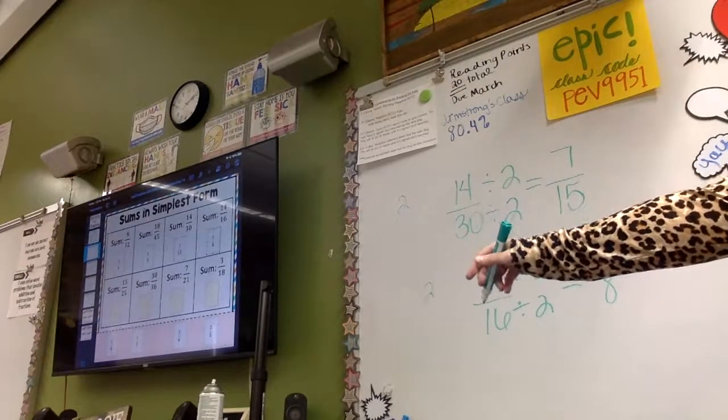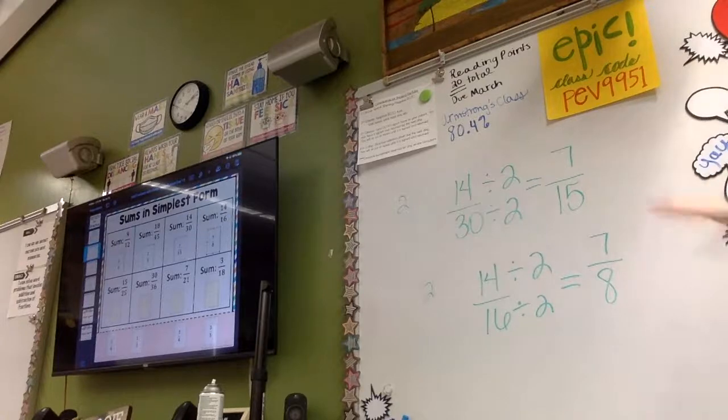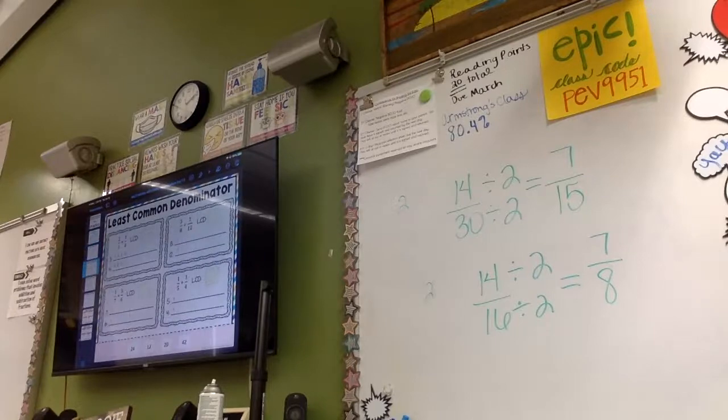Okay, so simplifying fractions. Do you have any questions about that? Not too terribly difficult, right? It gets harder after, let's say you've added some fractions together and then you look at it. Then you have to decide whether you need to simplify or not. Okay? All right. So we're going to move on to least common denominators.